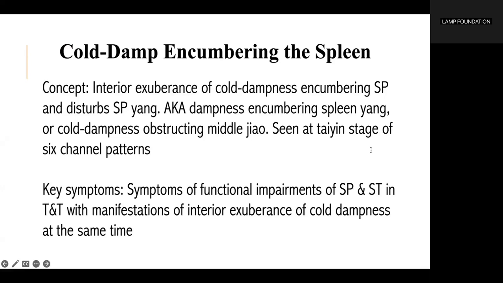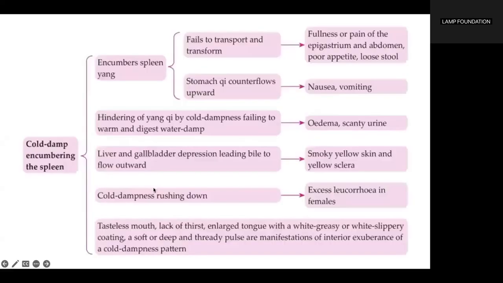It is also called dampness encumbering spleen yang or cold dampness obstructing the middle jiao. It is seen at the tai yin stage of the six-channel patterns. Key symptoms: symptoms of functional impairment of the spleen and stomach in transforming and transporting, with manifestations of interior exuberance of cold dampness at the same time.